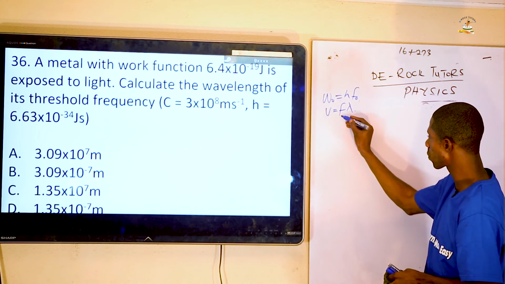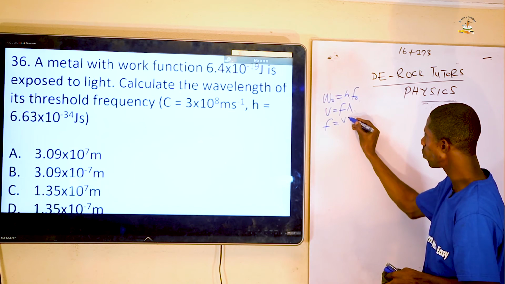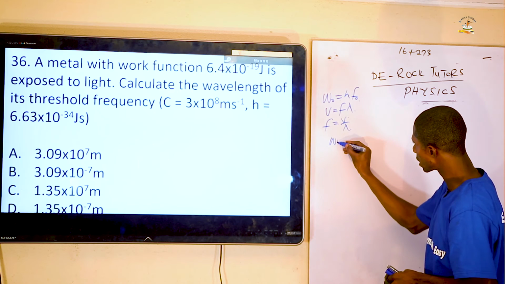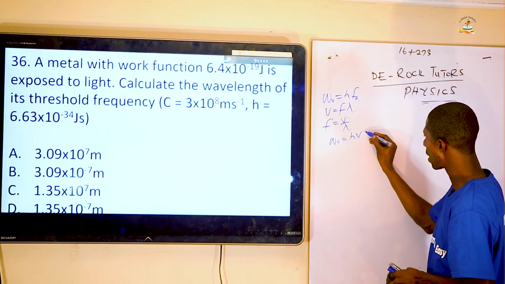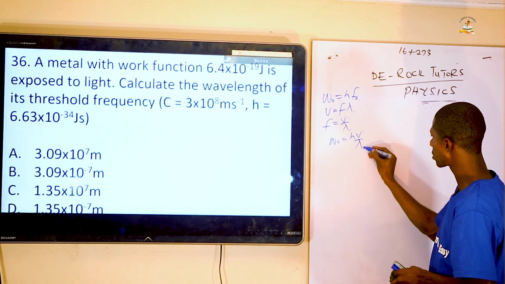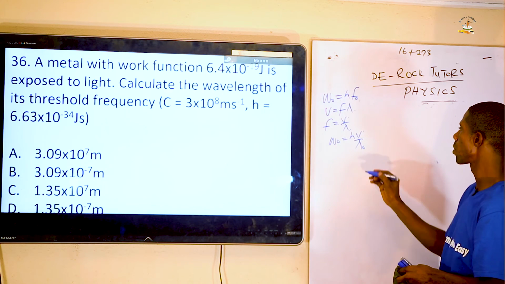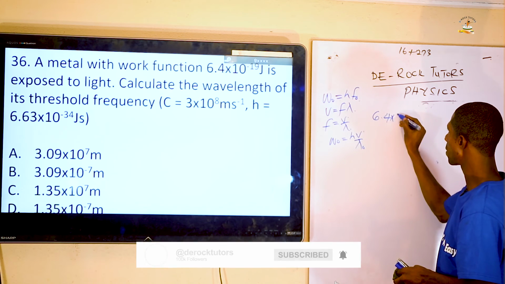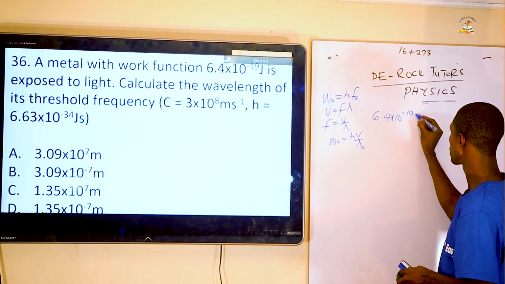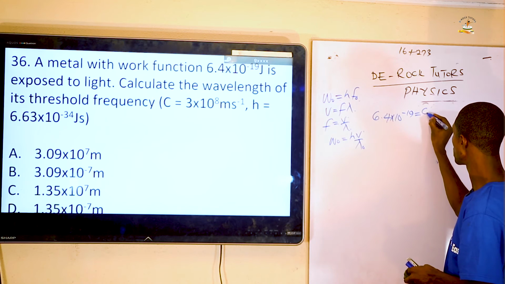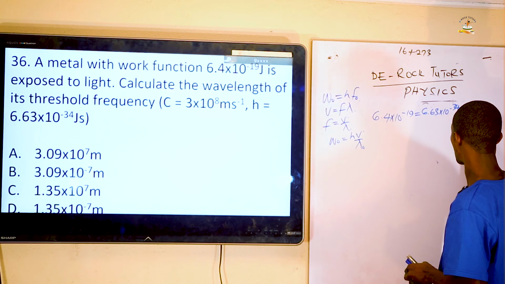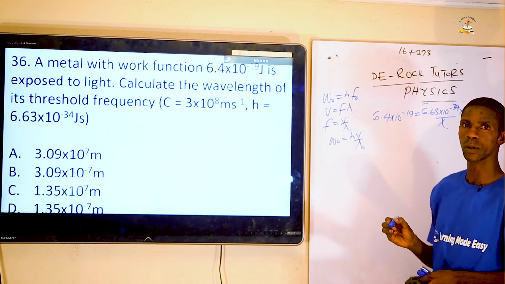So making frequency the subject of the formula here, we have velocity over the wavelength. Therefore, the work function will give us Planck constant multiplied by the velocity over the wavelength of the threshold frequency. So if I substitute the value of the work function, which is 6.4 multiplied by 10 raised to the power minus 19, and for the Planck constant, 6.63 times 10 raised to the power minus 34 multiplied by 3 times 10 raised to the power 8 over the wavelength.